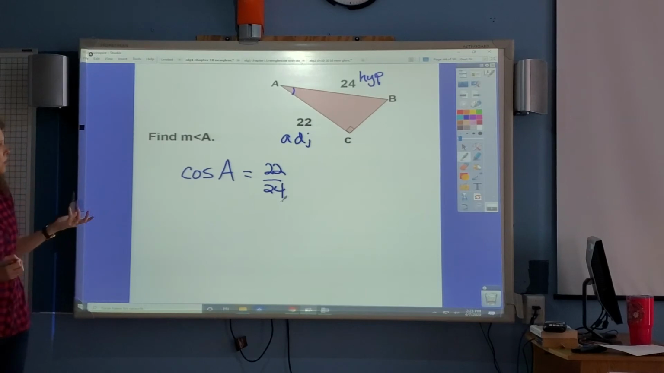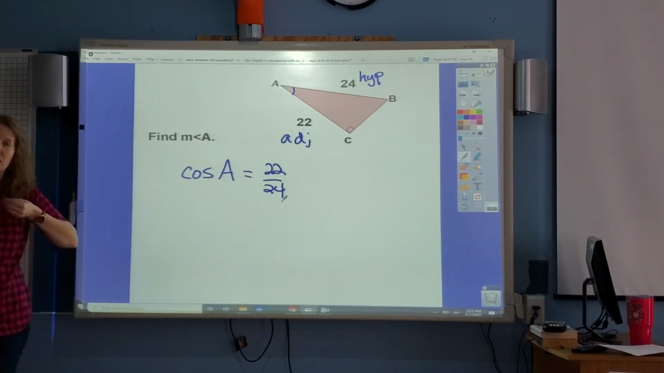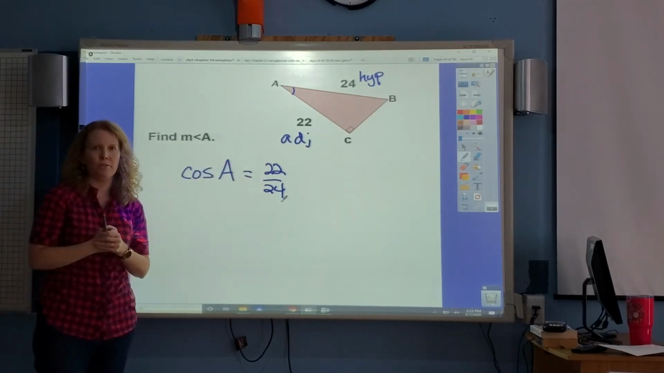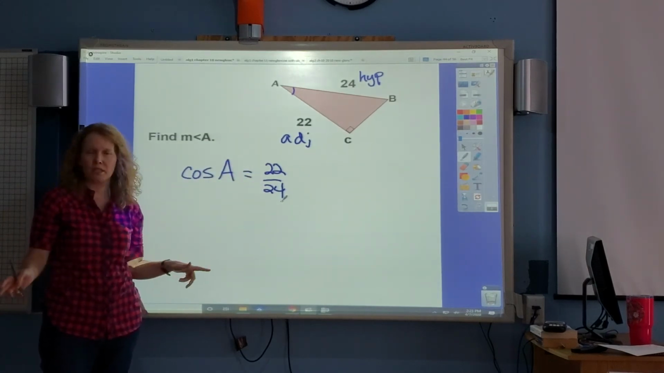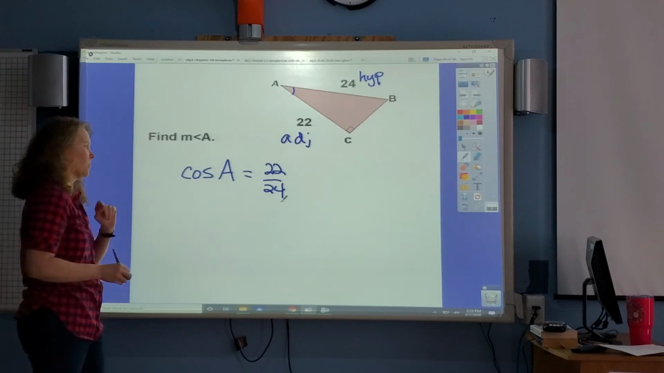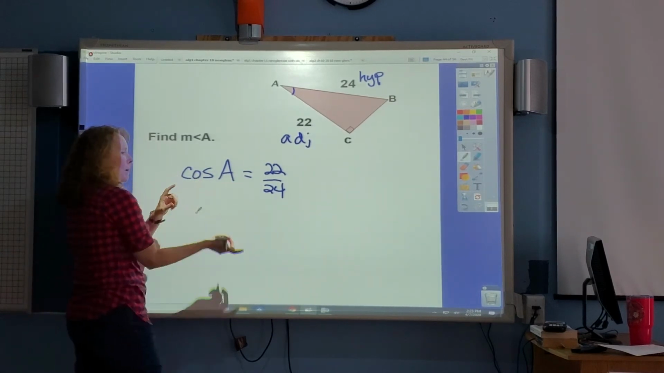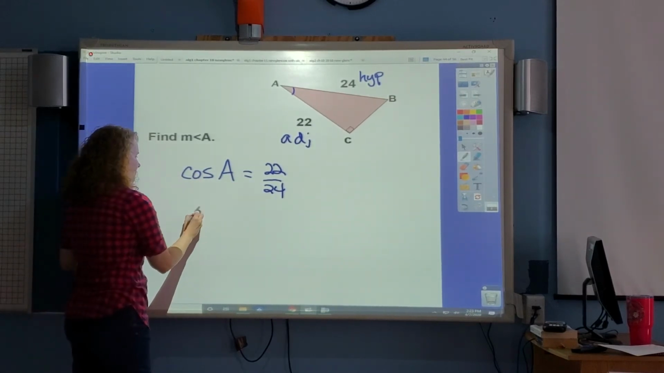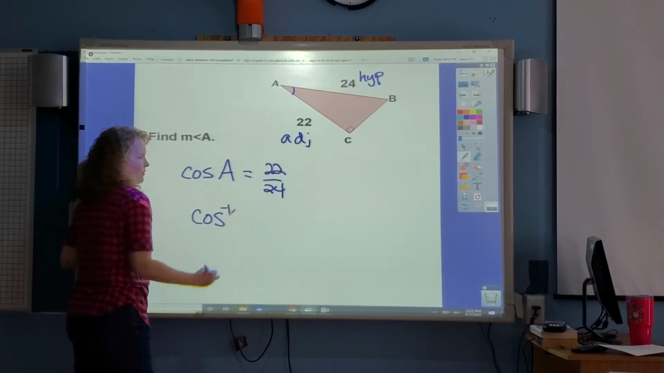Right? But we still don't have the information we need, which is the measure of angle A. Like, what measure of angle A would give us this ratio? Here's where your calculator is going to do the rest of this for you. But you got to know what buttons to push. We are going backwards in the calculator. We're going to do an inverse function.